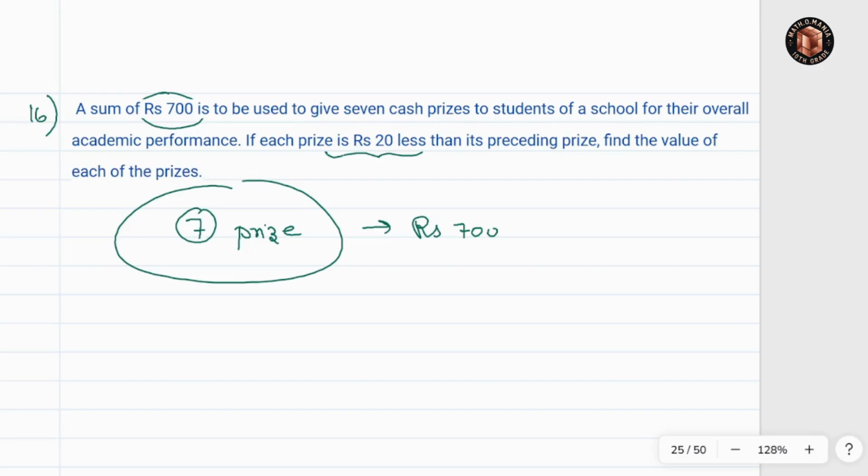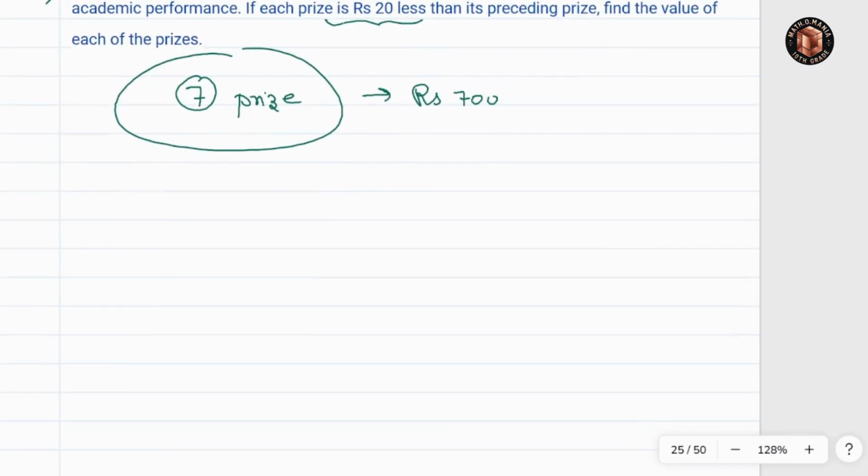In that way, how many prices are there in total? There are 7 prices. Now they are asking us to find out the value for the first prize and the value for the second. Like that, for 7 prizes, what is the money that the students can receive? For that, let the cost of the first prize be rupees P.